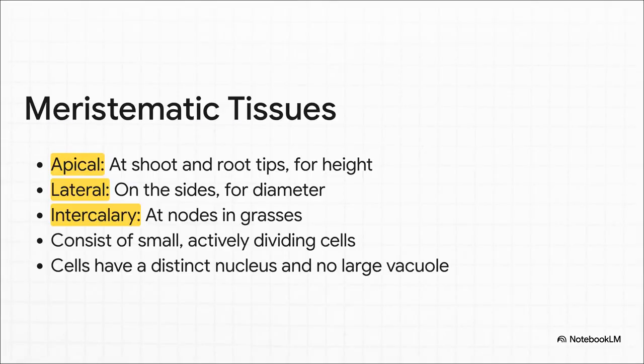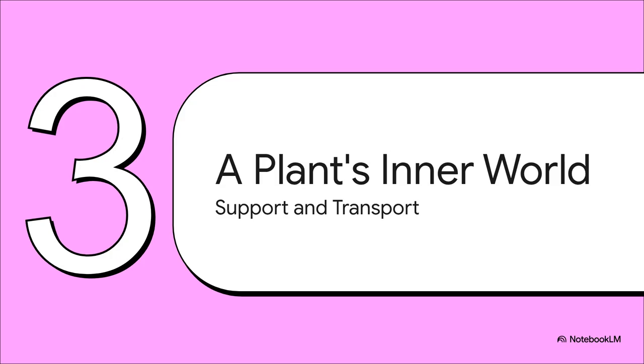And these growth zones are put in really strategic spots to control how the plant is shaped. The apical meristems at the very tips make the plant taller, while the lateral ones on the sides make it wider, like a tree trunk. The cells themselves are super simple and are basically built for just one thing, dividing as fast as possible to fuel all that growth.